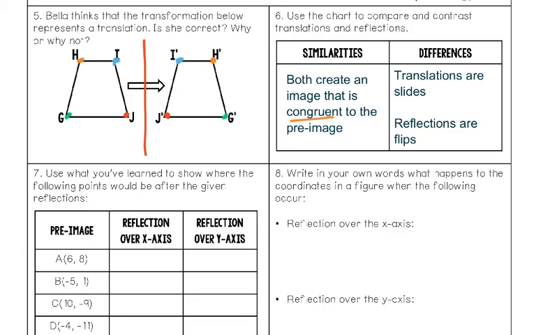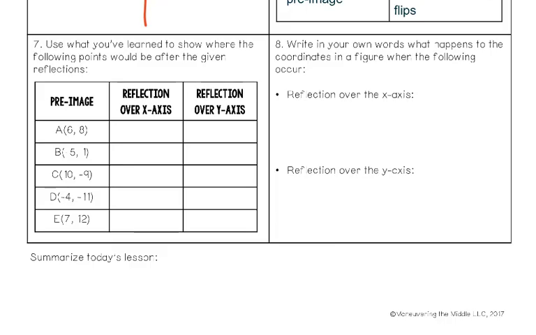It'll be flipped. All right, just to close out today, I'll give you a choice. You can do either 7, 8, or summarize today's lesson. If you're feeling ambitious, you could try all 3.